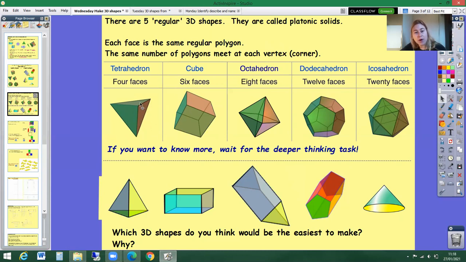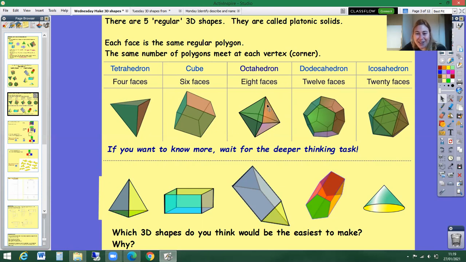So you can see here that we've got 3 equilateral triangles meeting at a vertex. And actually, if I looked at this vertex, we'd have 3 equilateral triangles meeting at this vertex, because we'd have the bottom, the side, and then the other side. So hopefully that kind of makes sense. So you can see all the different names.